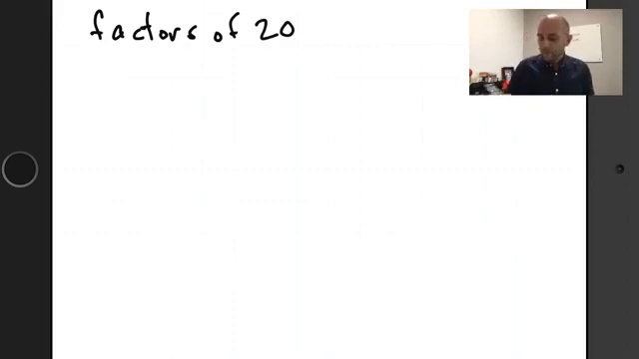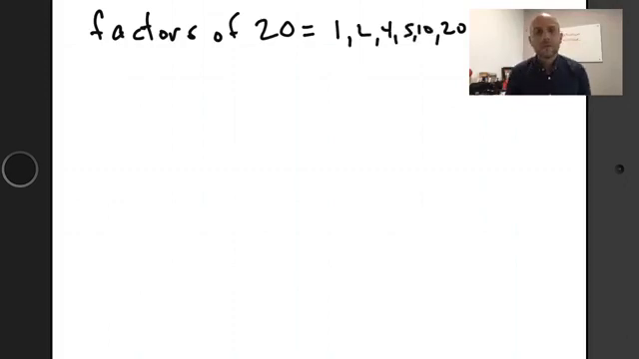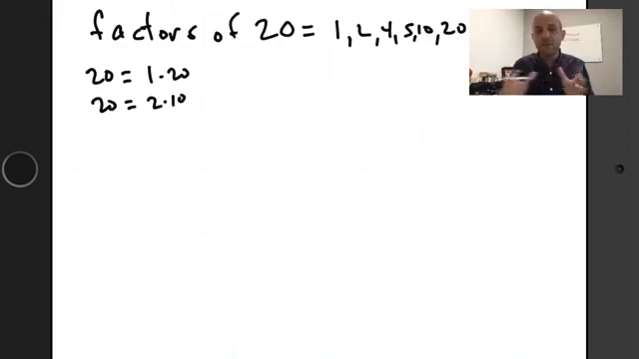And a lot of you learn the rainbow method. So 1 and 20, 2 and 10, 4 and 5, and that's it. Okay. And like I mentioned earlier, you want to think of 20 as 1 times 20. You can think of 20 as being 2 times 10. So you have all those ways that you can think about how you use those factors and those factor pairs, in this case with 20.